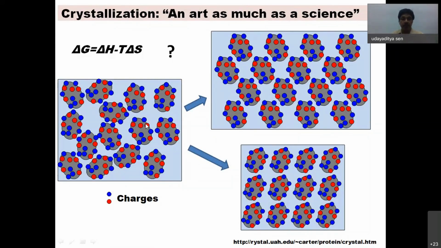So if we go from this state to this state, the del S would be negative. So the whole TdS term would be positive. But if the crystallization goes on continuously, then del G has to be negative. So in that case, del H has to be a large negative value to compensate the TdS value. So that's why you see there are lots of plus-minus interactions in the crystal. This plus-minus interaction mostly dictates the crystallizability of a protein molecule.